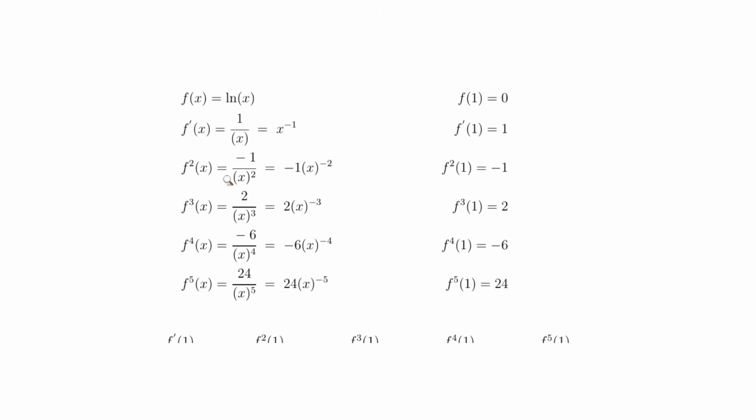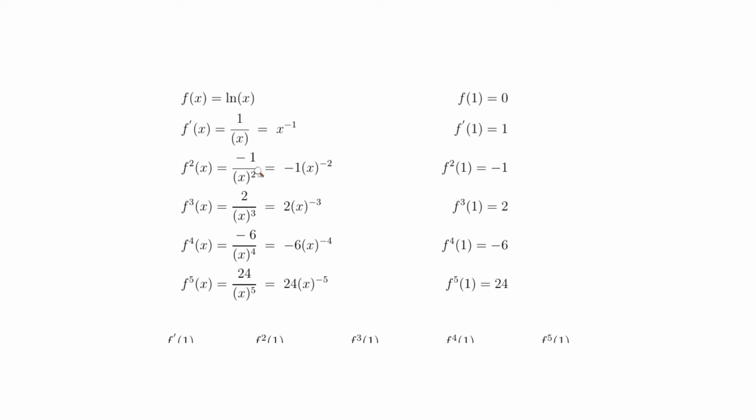Okay, moving on to the second derivative. We take the derivative of the first one, and using the power rule on x to the power of minus 1, the minus 1 comes to the front to multiply, and the power decreases by 1. So we end up with minus 1 times x to the minus 2, which could also be written as minus 1 over x squared. Calculated at 1, minus 1 over 1 squared is just minus 1. So the second derivative there is minus 1.